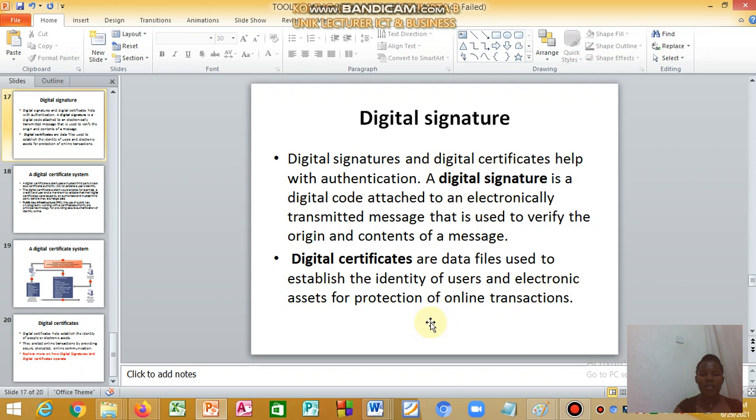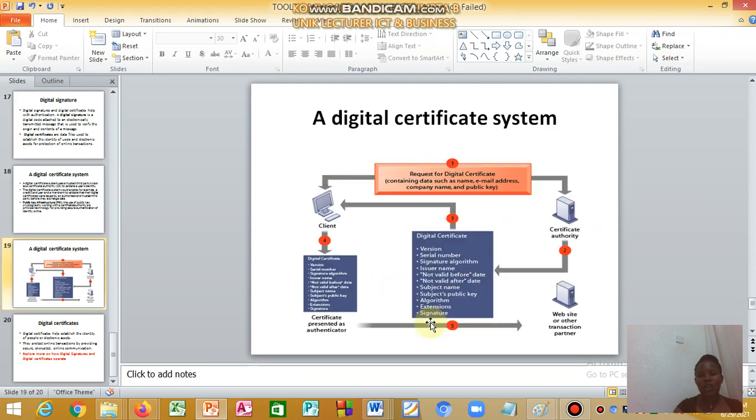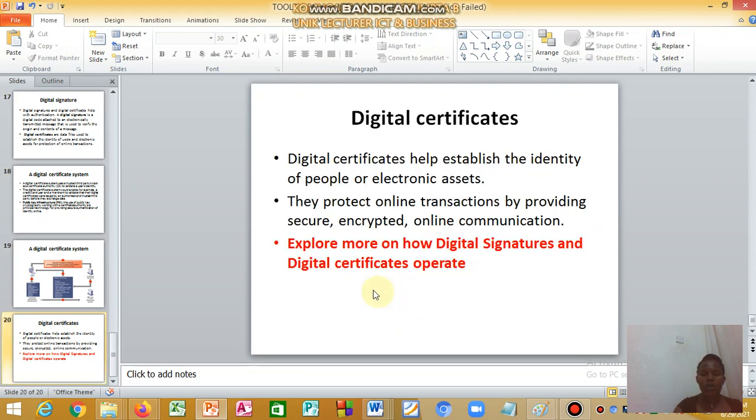So these are the keys. Then you have the digital signatures, which are certificates, and they help in authentication. It is a digital code that is attached to electronically transmitted messages that is used to verify the origin and content of the message. Digital certificates are data files used to establish the identity of users and electronic assets for protection of online transactions. So I will request you to really go explore more on how digital signatures and digital certificates operate. Thank you. You're blessed.